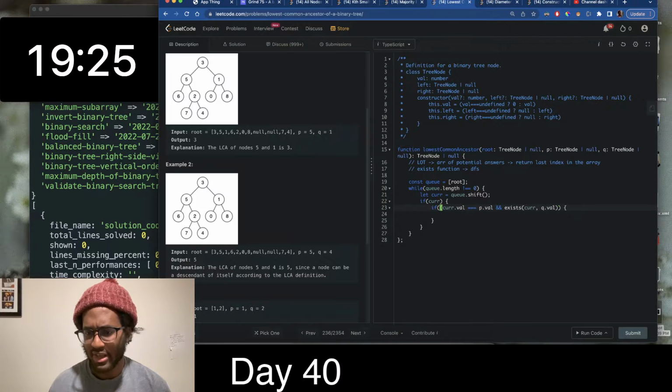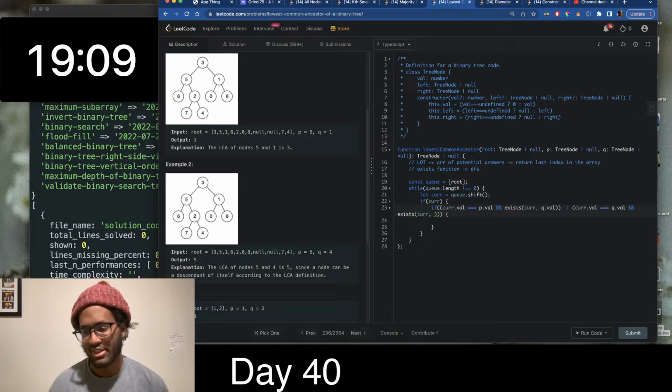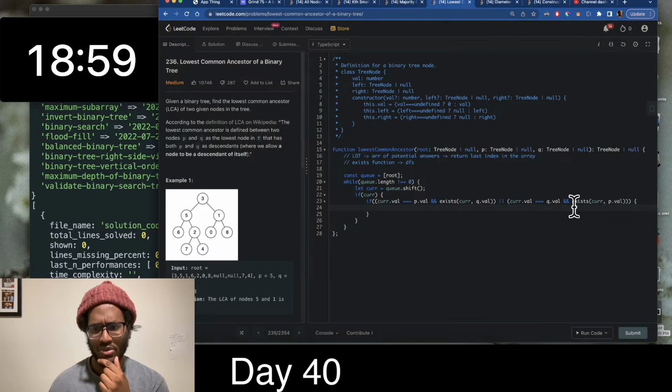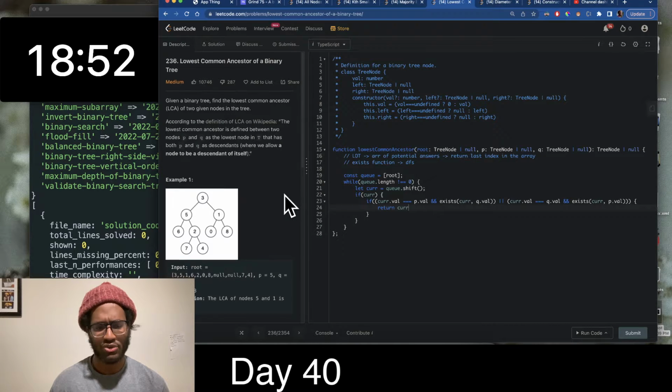And so if we also have another case, which would be very similar to our first case, if cur.val equals q.val, and what actually exists is not q.val but p.val, then this is actually a node that we're interested in. This would actually be a node that we're interested in. So in that sense, we could return cur as the tree node.